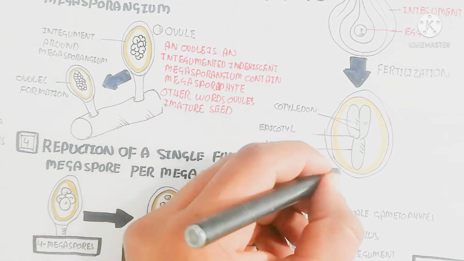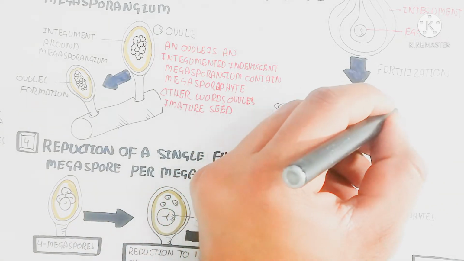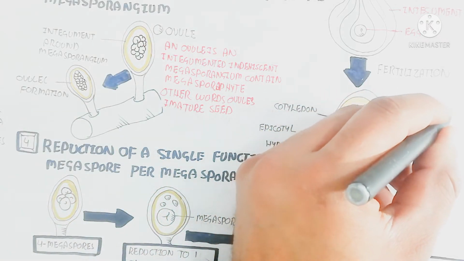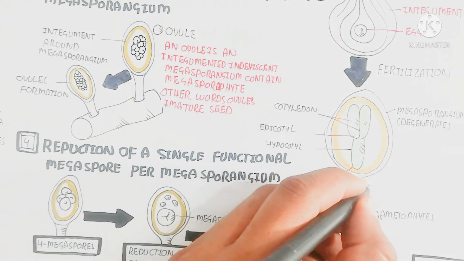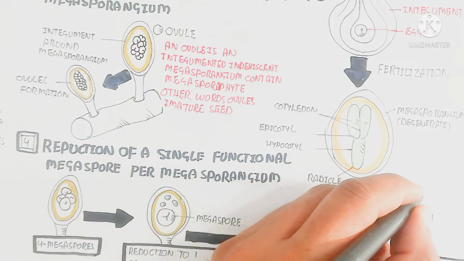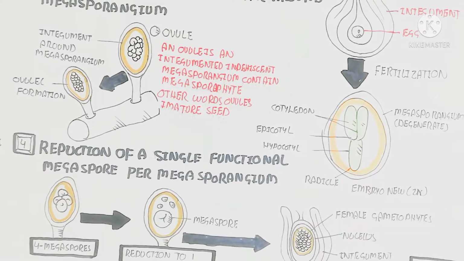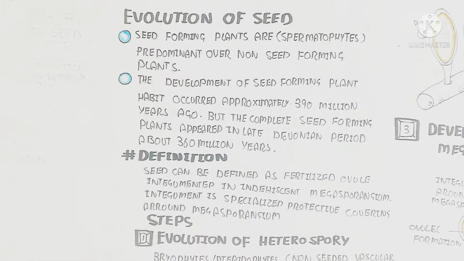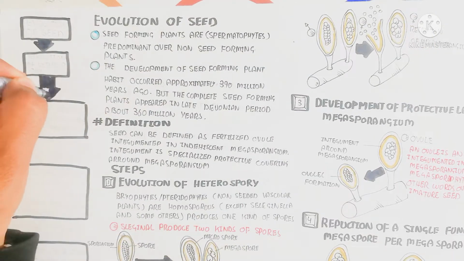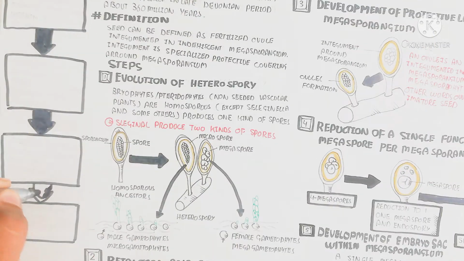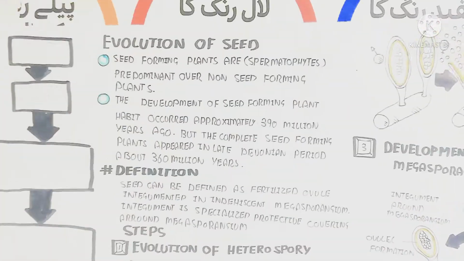So here is the seed formation. In this way, the cotyledon, epicotyl and hypocotyl form, and the radicle is here, which produces the roots, and the epicotyl will produce the shoot system. The cotyledon is used for the nourishment of the seed, and the megasporangium will degenerate here.